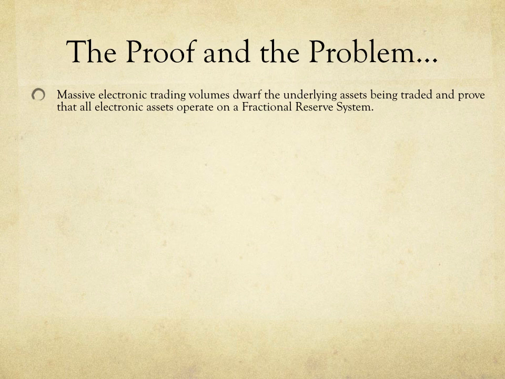There's massive electronic trading volumes that dwarf the underlying assets being traded and prove that all electronic assets operate on a fractional reserve system. You can tell by the volumes traded in every single market, from the Dow to the S&P to the gold markets, the silver markets. All of them trade in massive volumes compared to the underlying asset. For stocks and bonds, it's easy to see. Within 5 to 10 days, the total float of a company, all their shares that are issued, are traded within 5 to 10 days. Crazy amount of rehypothecation going on.